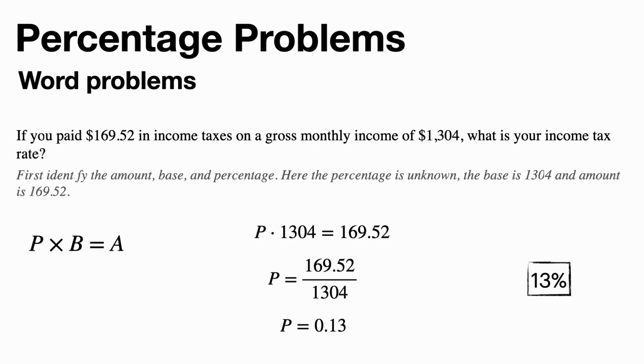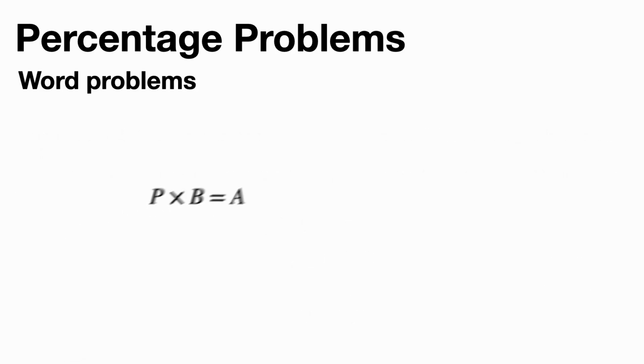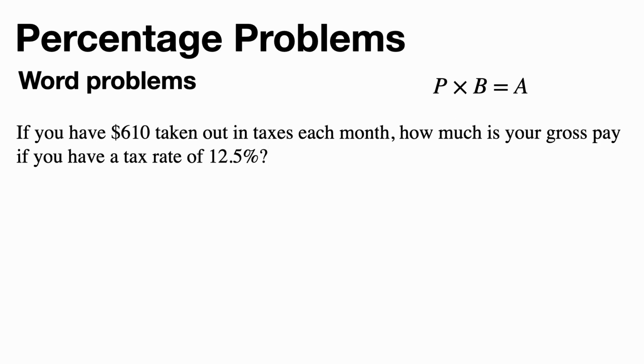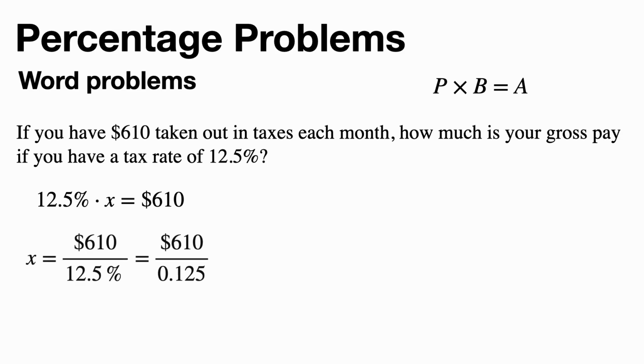Okay, let's look at another problem. If you have $610 taken out in taxes each month, how much is your gross pay if you have a tax rate of 12.5%? Okay, so we're given the percentage, and then we're also given the amount. We're looking for the base this time. So I set up my equation, percentage times base equals amount. Now I need to solve for that unknown base. What I'll do is I'll divide both sides by the percentage. Notice that I did change the percentage into a decimal. That's the only way this will work.